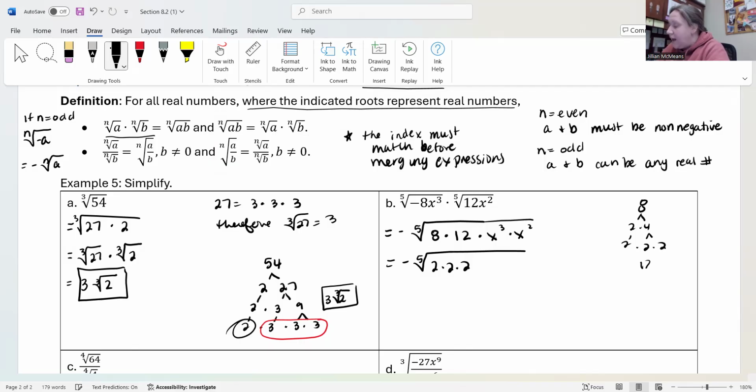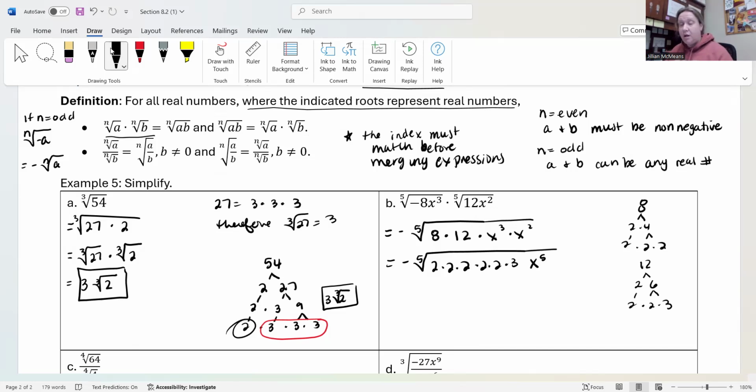And then 12, I could write it as 2 times 6, but 6 is not prime, so I could break down the 6, and I could write it as 2 times 3. So I'm going to write my 12 as just 2 times 2 times 3. And then I've got x to the third times x to the second power. So you remember the product rule for exponents. That's like a completely different situation from chapters ago. That tells me to keep the x and add the exponents. So this ends up being x to the fifth.